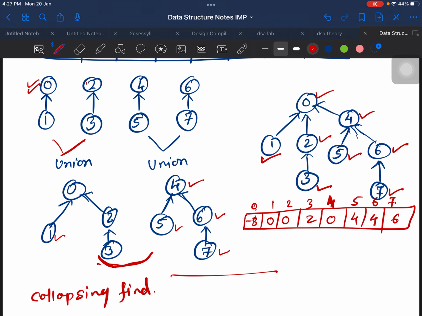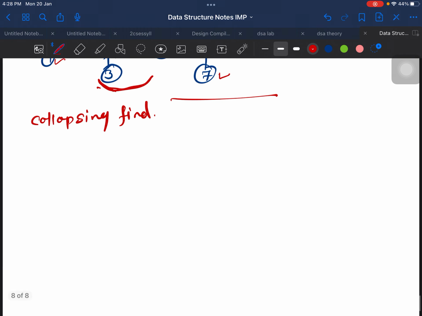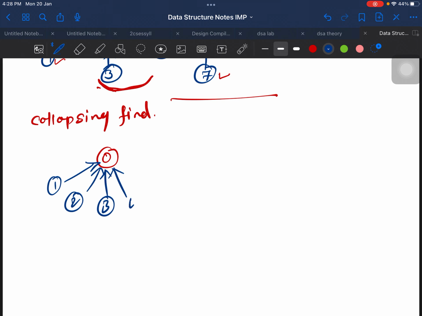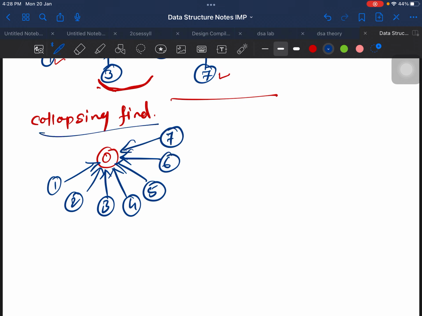So what can we do? We can collapse all these nodes to the root 0. It means we can attach all these nodes directly to the 0. So instead of indirect connection to the 0, we are connecting all the nodes directly to the 0. Which kind of graph will I get after collapsing? It's very easy. 0 is my root. So what will I get? I will get here 1, here 2, here 3, here 4, here 5, here 6, and here 7. Like this.